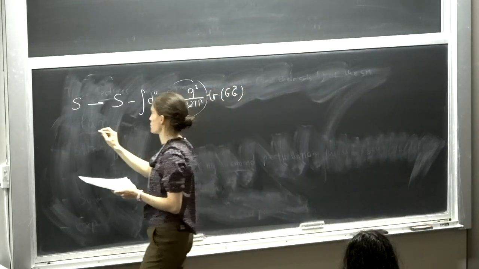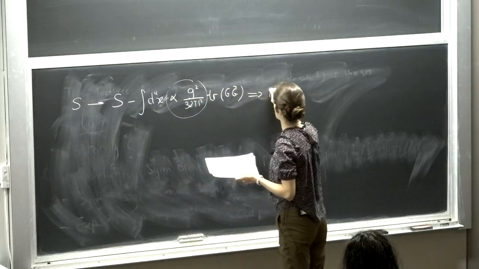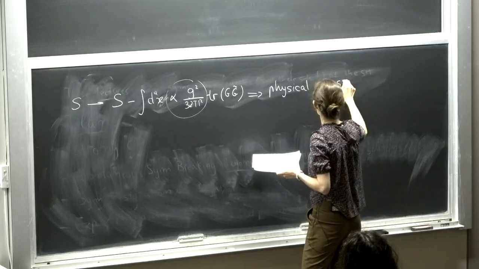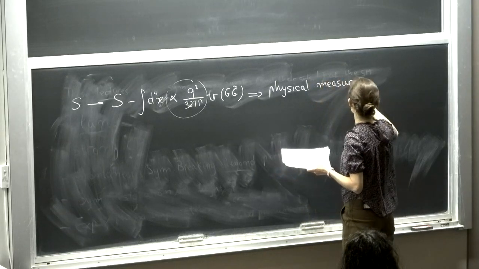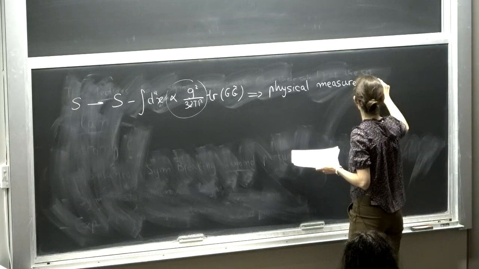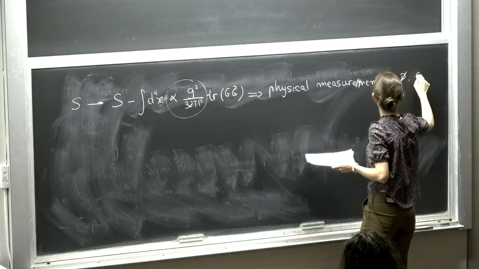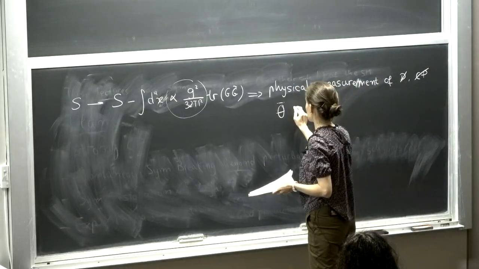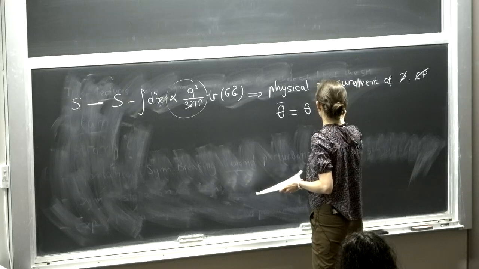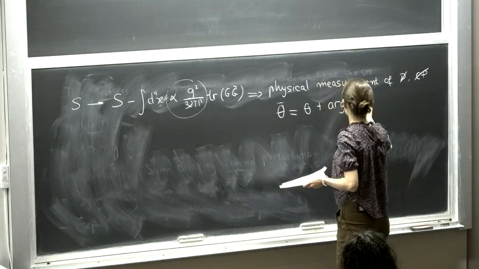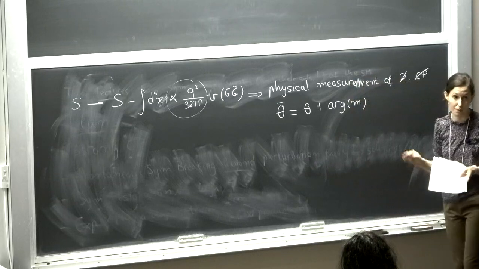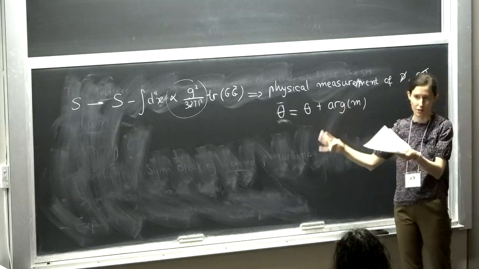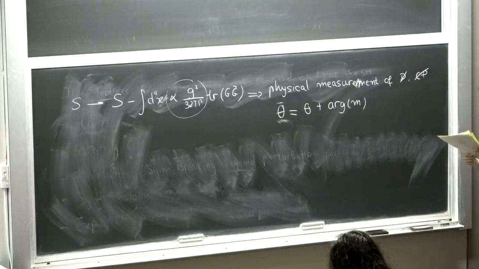So this means in particular that the physical parameter that actually measures P and CP violation is not theta by itself or alpha by itself, but it's actually theta plus the argument of that mass. Okay, so this is the parameter that remains invariant under unphysical field redefinitions of all my fields.